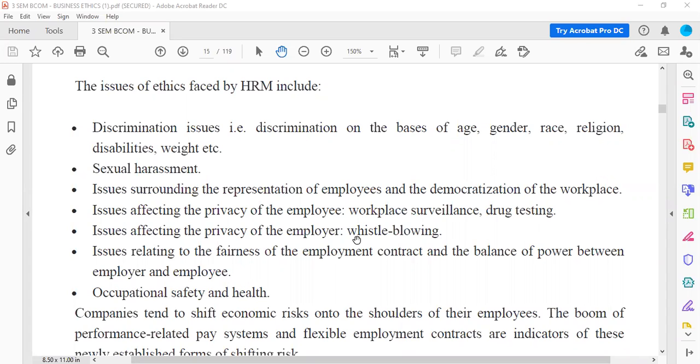Then occupational safety and health: how the company has to maintain the employees' safety, especially if it's a manufacturing company. They have to be even more careful, because they have huge machines where people will be working. Many times they will not hear others' voices or any instructions because of the machine noises. So occupational safety and health is very important in every company, where they look at both physical as well as mental health nowadays. Both have to be taken care of.